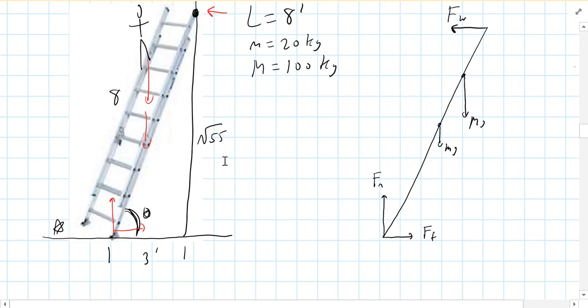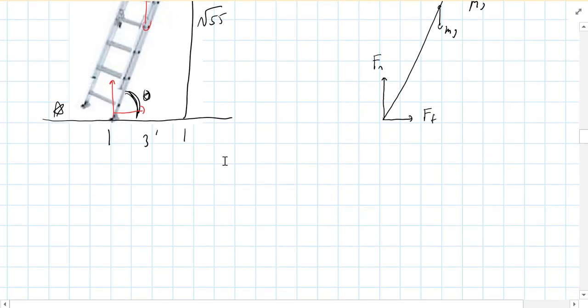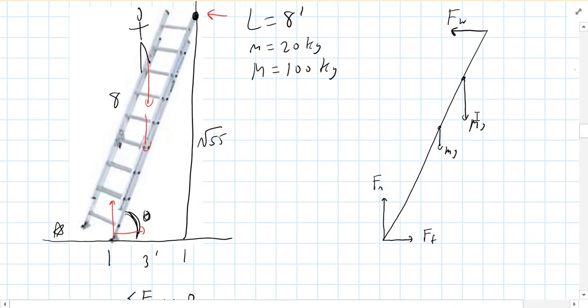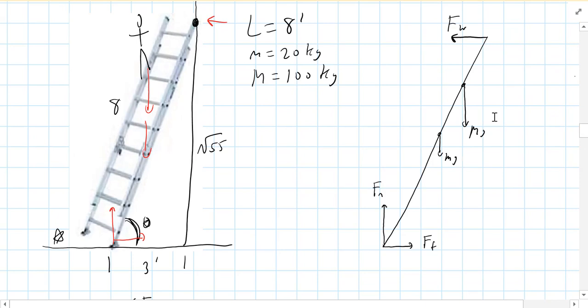So let's start with net force. Net force in the x direction equals 0. All right, so net force in the x direction is 0. Now, luckily, we only have two forces in the x direction, F wall and F friction.